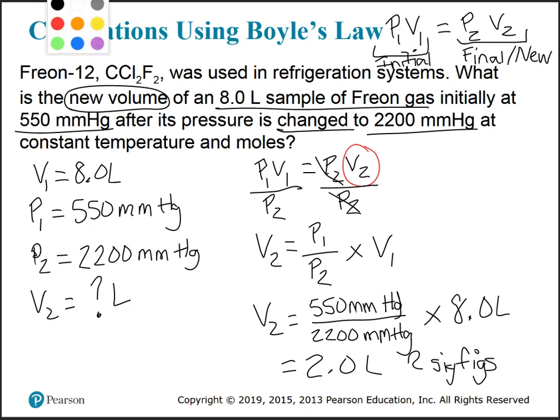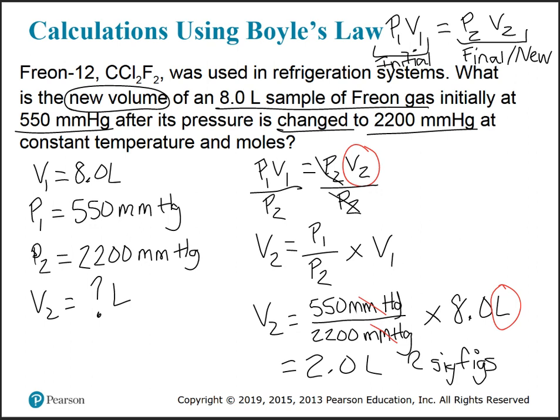When you write out your pressure over pressure like this, it's very easy to see that you cancel out the millimeters of mercury and the unit you're left with is liters. Now we can also reason through this problem to check our answer, make sure that it makes sense. So we're starting with 8 liters. We don't know what our new volume is going to be, but we can predict whether or not it should increase or decrease based on what the pressure does.